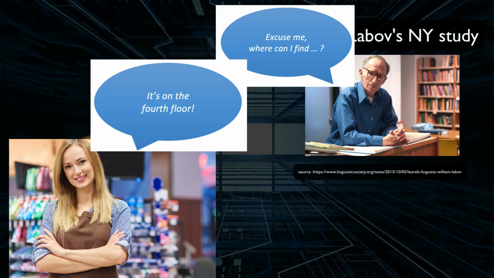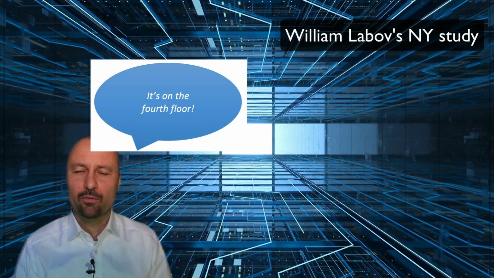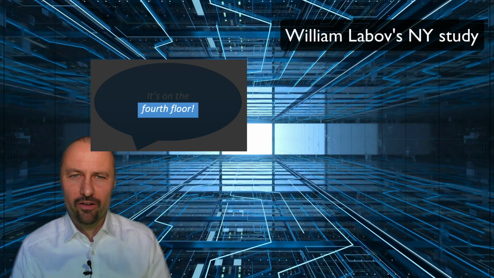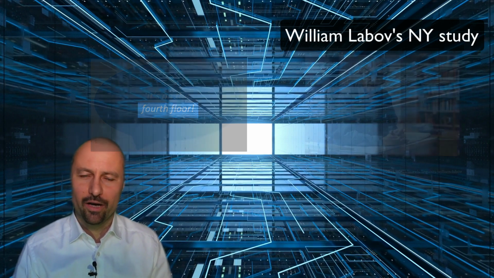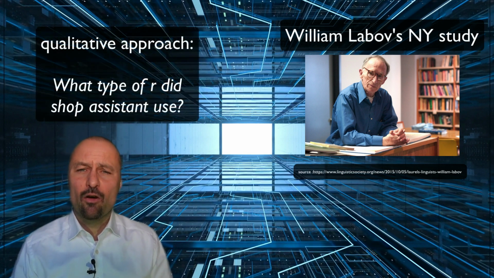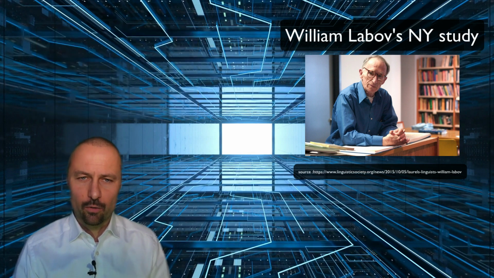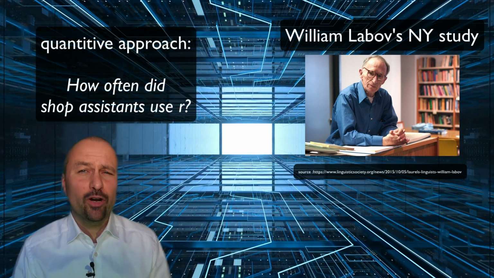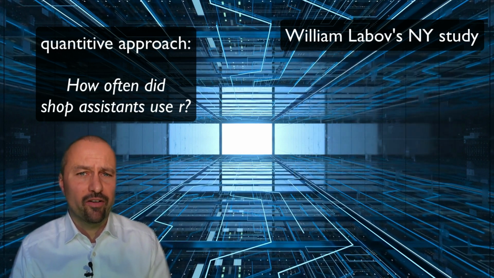The expected answer, fourth floor, was of course carefully chosen, as it contains two examples of the R he was looking for. In fourth, the R occurs before a consonant, and in floor, it occurs at the end of the word. Now, in a qualitative study, he would have just looked at whether the R is pronounced, and particularly what type of R people were using, maybe a more retroflex or a more British type of R. Quantitative research, on the other hand, looks at how frequently people pronounce the R, or not, because as it turns out, there was variation.